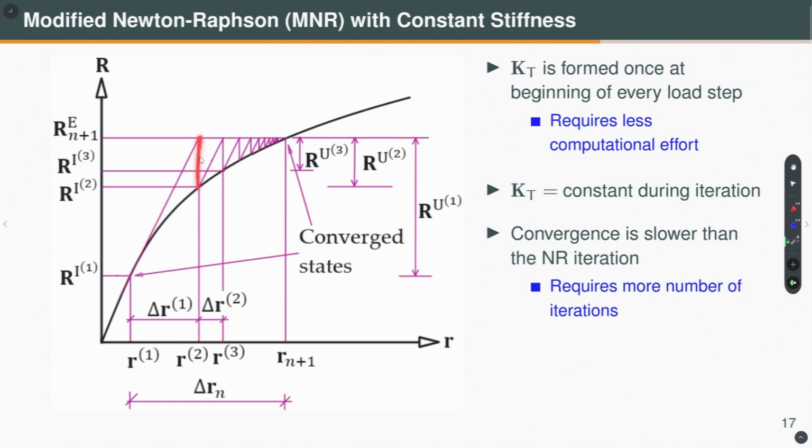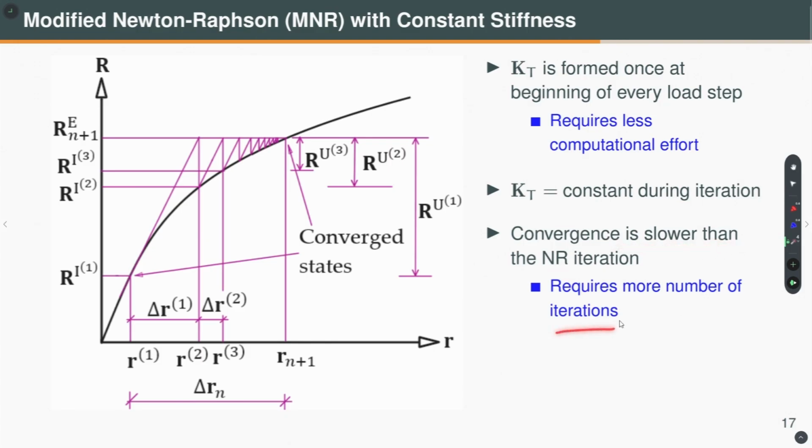So, this is the unbalanced force. Now, I am not forming a new tangent here; instead I am using the same tangent and going like that. So, this is the new unbalance, and I again use the same tangent going like that. This is how we approach the final solution. You can see how many iterations are needed. We need many more iterations as compared to the Newton-Raphson iteration, because the tangent stiffness matrix remains constant and is equal to that formed at the beginning of the load step. So, convergence is slower as compared to Newton-Raphson.